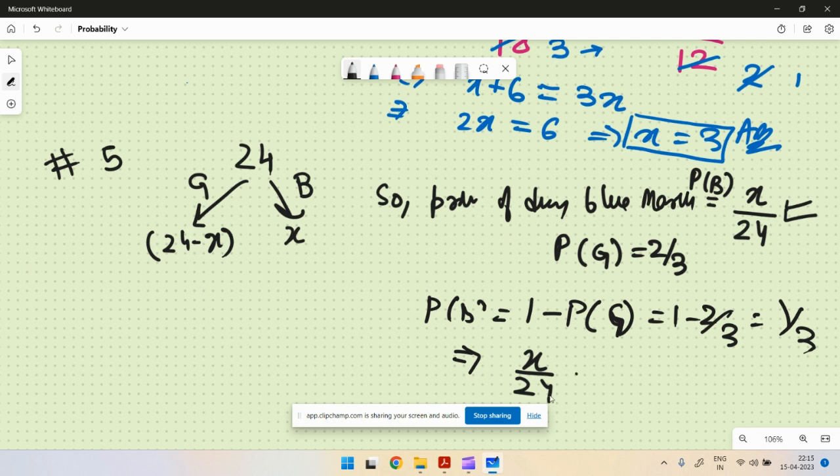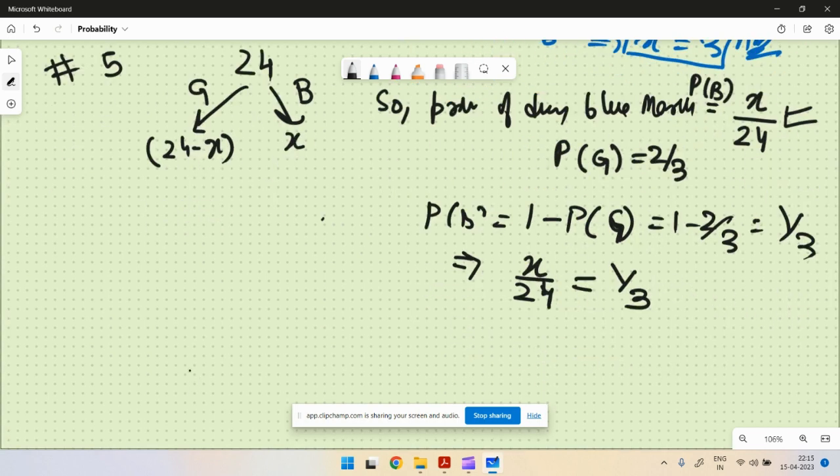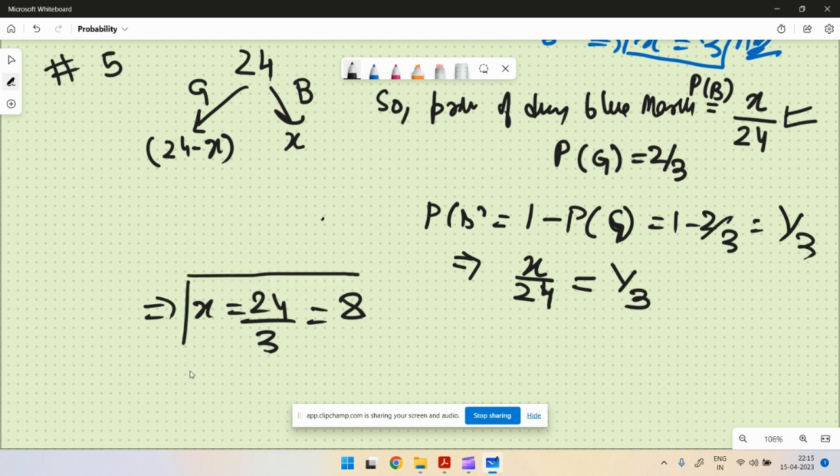It implies that P of B is x by 24, and this is 1/3. So if you cancel this out, x equals 24/3. 3 times 8 is 24, so x equals 8. So the number of blue balls is 8. That's the answer.